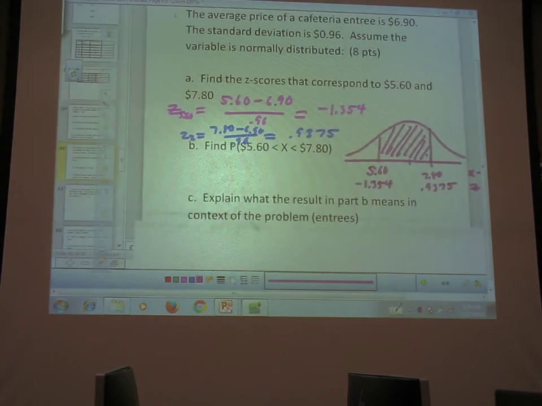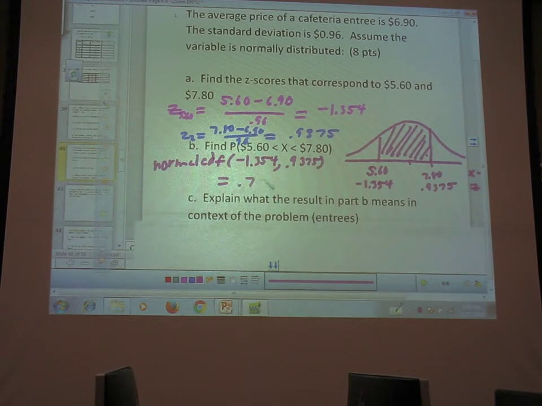And to find the area between those, you're going to do normal CDF. Everybody remember that one? Of the left z-score, negative 1.354, comma, the right one. And what did you get? 0.7374.